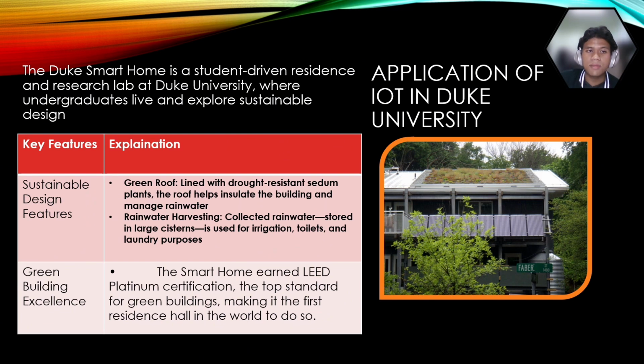First one is sustainable design features. Duke Smart Home has a green roof, which is lined with drought-resistant sedum plants. The roof helps insulate the building and manage rainwater. Second one is rainwater harvesting. The rainwater is collected and stored in a large cistern, which is used for irrigation, toilets, and laundry purposes. Not just that, this smart home also earned the LEED Platinum certification, the top standard for green buildings, making it the first residence hall in the world to do so.